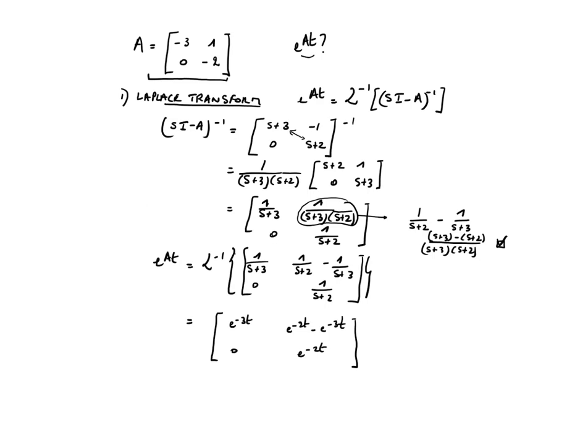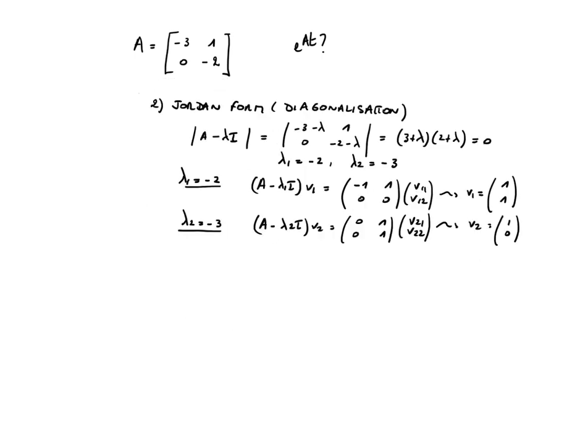Notice that to use this method, you have to be able to compute the inverse of a matrix, compute inverse Laplace transforms, and also do partial fraction expansions. So what you can do now is use the second method, the method of the Jordan form, or maybe a better name is the diagonalization method, as we will always tackle matrices that are diagonalizable.